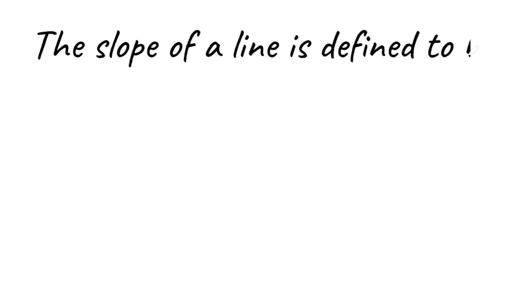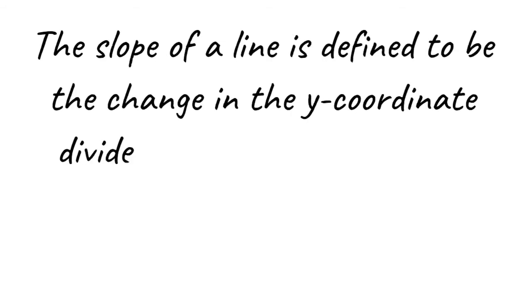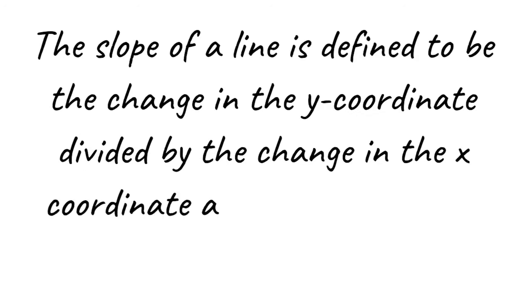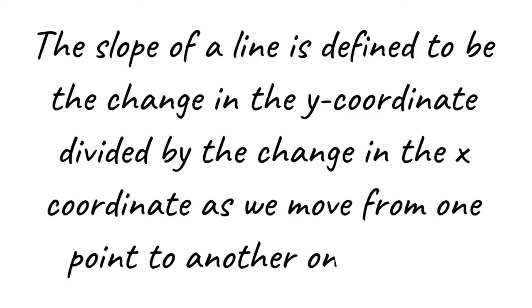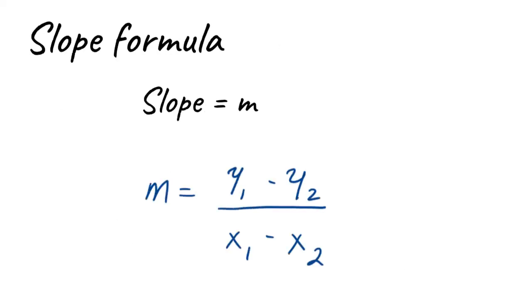The slope of a line is defined to be the change in the y-coordinate divided by the change in the x-coordinate as we move from one point to another on the line. In the standard slope formula, we use the letter m to represent slope. When we have 2 points, we can take the y value of the first point and subtract the y value of the second point in the numerator, and the x value of the first point minus the x value of the second point in the denominator to get the slope.